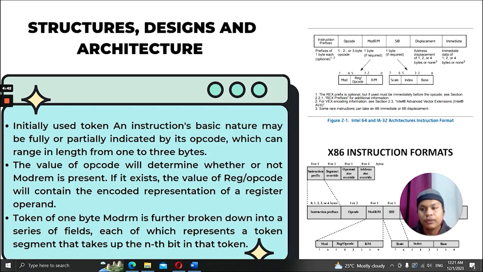Today, I will explain about structures, designs, and architecture for X86 and ARM. Initially used token and instruction, where signature may be fully or partially indicated by its opcode, which can range in length from 1 to 3 bytes. The value of opcode will determine whether or not ModR/M is present. If it exists, the value of reg or opcode will contain the encoded representation of a register operand. The 1 byte ModR/M is further broken down into a series of fields, each of which represents a token segment that takes up bits in the token.